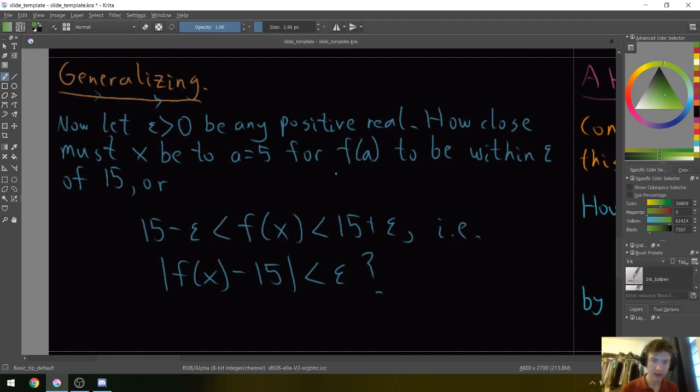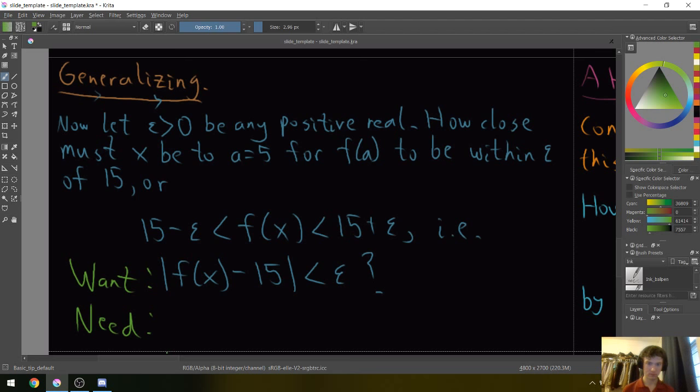And now I'll ask you, how close does x have to be to a particular value here, a equals 5? So what distance does x need to be to 5 for f of a, which is 3a, to be within that tolerance epsilon of 15? Or in other words, what inequality for x do I need in order to get this inequality for f of x? What do you think?